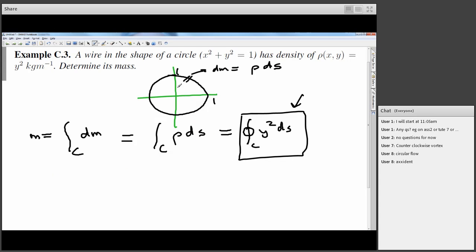Parameterize the curve. So I've got a circle of radius 1. Does anyone know what a good parameterization for that circle is? It's just testing a memory. We actually covered it in this subject all the way back at the very beginning. Can anyone remember a good parameterization for a circle of radius 1? So I need to say x equals something, y equals something, for some sort of parameter. Anyone remember? Yeah, people having a go.